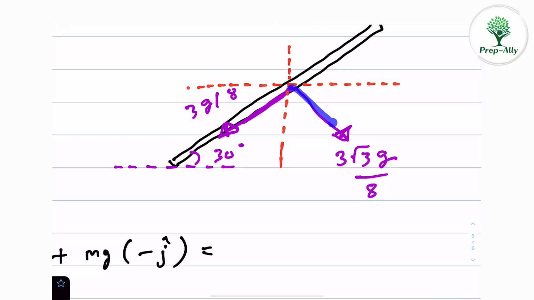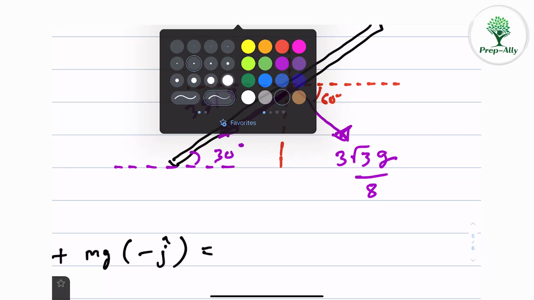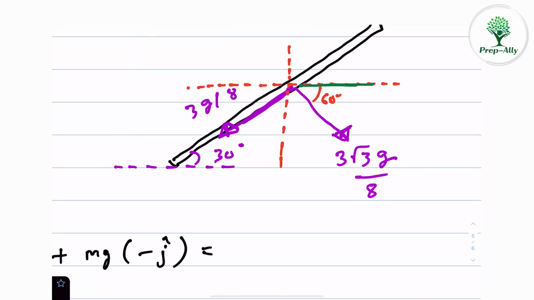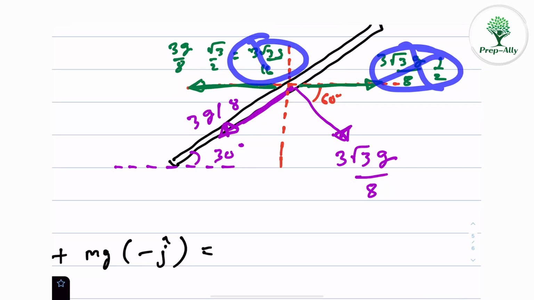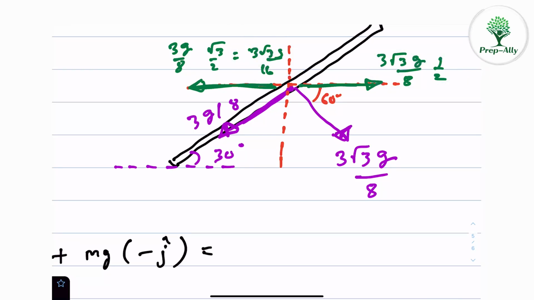This is 3 root 3 g by 8, which will have a component. This angle is 60 degrees. So what components do we get? This component is 3 root 3 g by 8 into cos 60, which is half. And what about the component of 3g by 8? 3g by 8 will have a backward component of 3g by 8 into cos of 30 degrees. Cos of 30 degrees is root 3 by 2. So we get 3 root 3 g by 16. The good thing is that these two accelerations cancel out each other. So the overall acceleration of the center of mass is 0 in the horizontal direction.